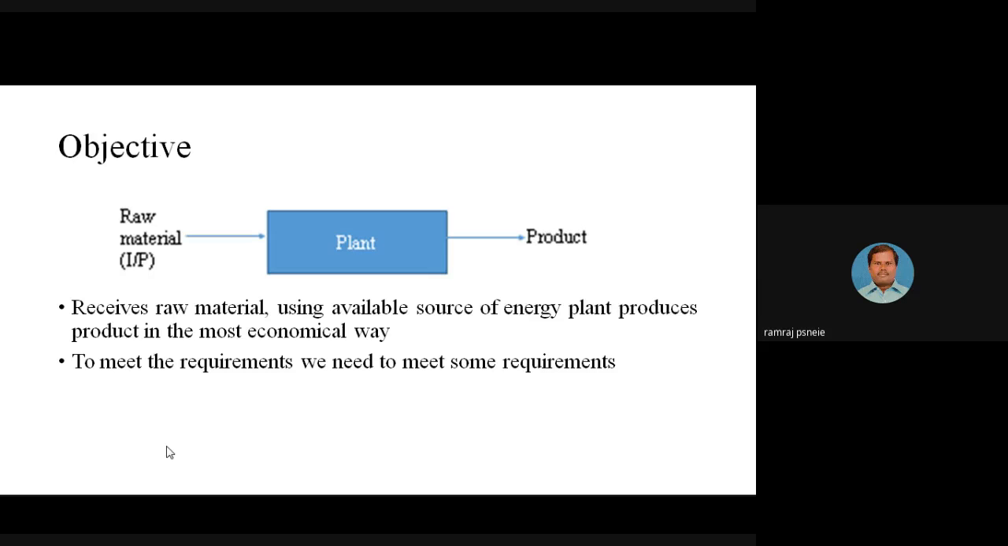The objective of the subject is we should run the plant. How is the plant running? The plant receives the raw material, utilizes the available sources of energy and produces the product in the most economical way. To meet the requirements, we need to meet some requirements.